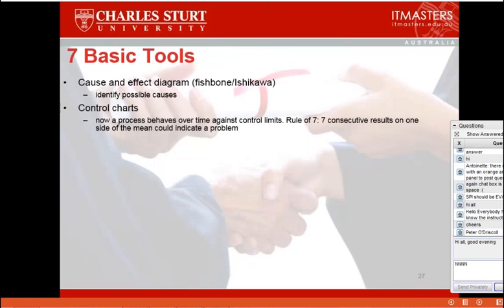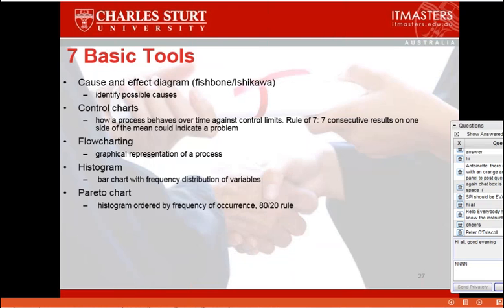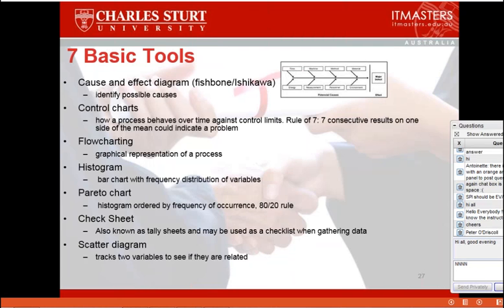So these are the 7 basic tools. Get to know what the 7 basic tools are. I'll run through them very quickly. The fishbone diagram, which is a cause and effect diagram. Control charts have upper and lower control limits that you need to work within. The rule of 7 means that if you have 7 consecutive readings that are above the median line, you are out of control, or 7 below. And also, if you're above the control line, you're out of control as well.